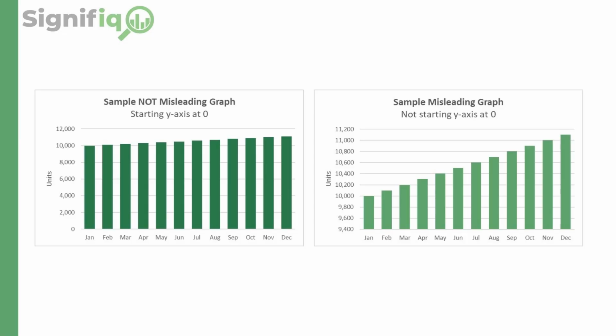Let's look at an example. The graph on the left shows about a 10% increase in units over a 12-month period when starting the graph at 0, with each month going up slightly compared to the prior month. The graph on the right shows what looks like almost a 200% increase over the same 12-month period because the graph started at 9,400 instead of 0. Ironically, when I highlighted the data to graph, Microsoft Excel actually gave me the misleading graph first. See how easy it is to mislead without even thinking about it?